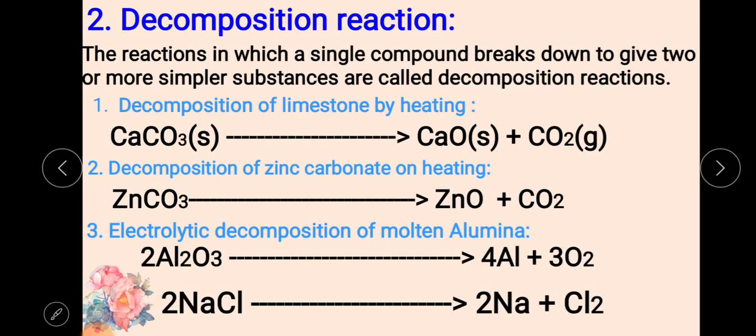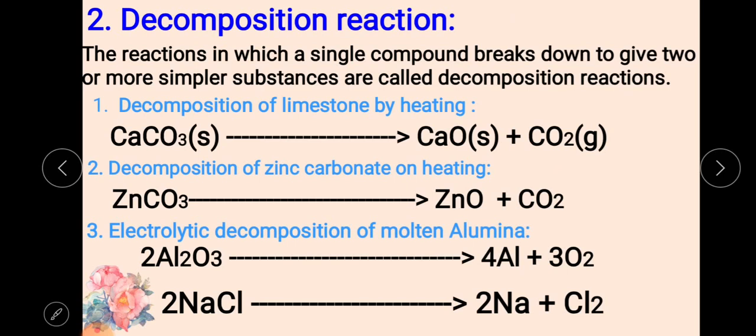The next type of chemical reaction which we learned in the previous class is decomposition. The reactions in which a single compound breaks down to give two or more simple substances are called decomposition reactions. We discussed in the previous class that decomposition reactions are the opposite of combination reactions. In the earlier class, we learned about the decomposition of iron sulfate, and decomposition by heat, by light and by electricity. Some more examples we are going to learn here.